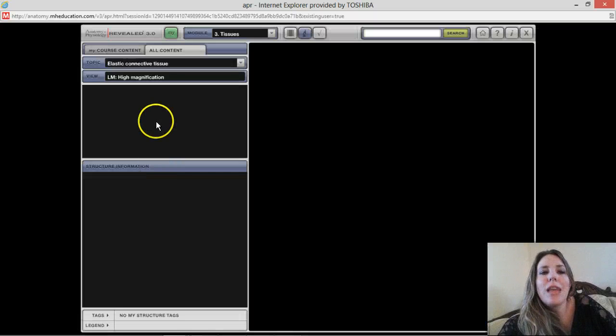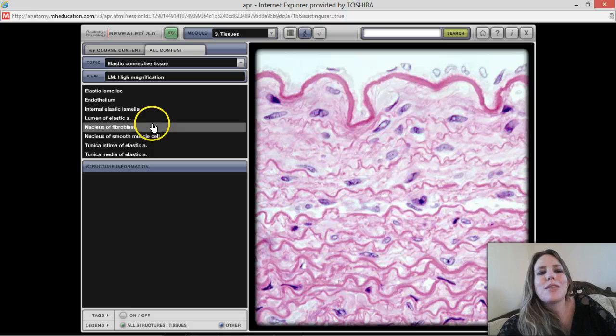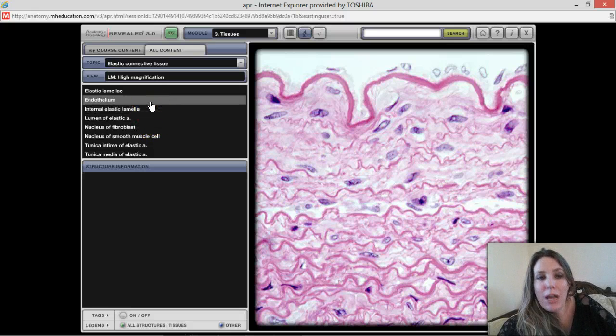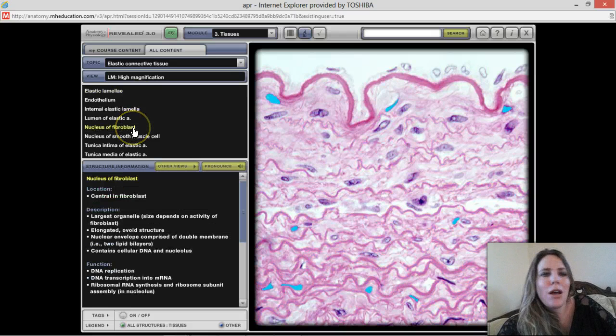And finally, your elastic connective tissue, lots of waviness that's going on there. So you have lots of wavy elastic fibers going all over the place here. So those are your elastic lamellae, as they're called. So lots of wavy, looks like little caterpillars running all over the place. And your fibroblasts are scattered.